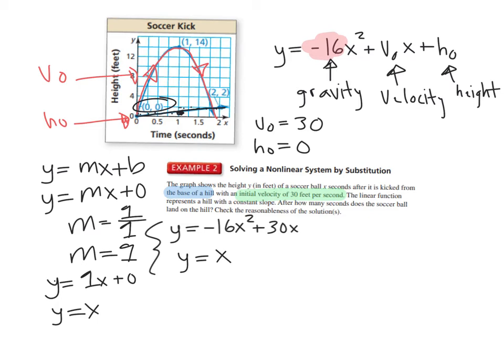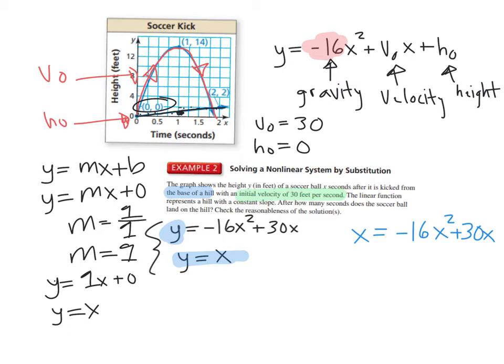Now, we're fully set up to go ahead and solve, and you have the ability to use elimination or substitution, right? Both are at your disposal. I recommend substitution is the easiest avenue because they're already solved for y. So why not? Let's go ahead and use substitution. I'm going to plug this right here into this y value here. And this is going to give me, I'll use a separate color, x is equal to negative 16x squared plus 30x.